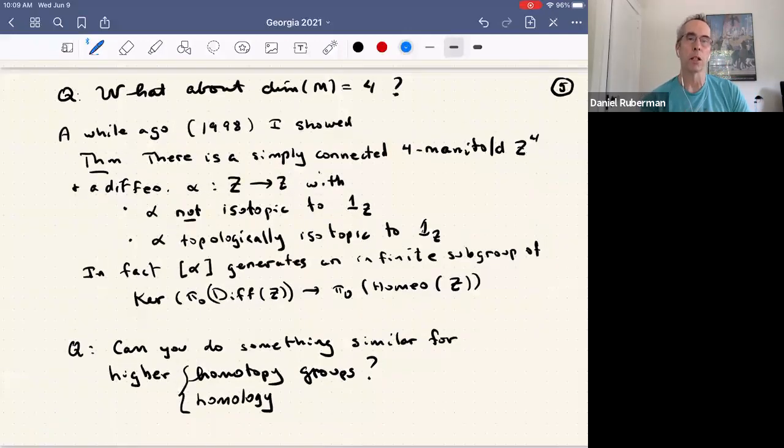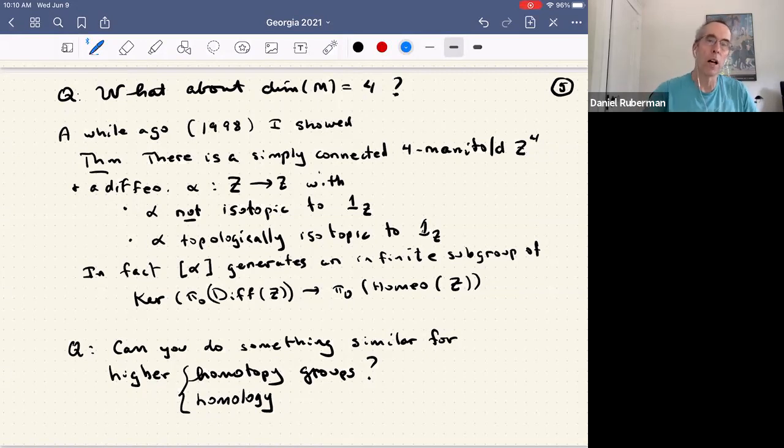So some years ago, in 1998, which seems like a long time ago to me, I showed that there was a difference between smooth and topological isotopy in dimension 4. The theorem I showed was that there's a simply connected 4-manifold, not a particularly exotic one, though there are lots of new interesting examples these days, and an orientation-preserving diffeomorphism that's not isotopic to the identity. On the other hand, I mean not smoothly isotopic to the identity, yet it's topologically isotopic to the identity.